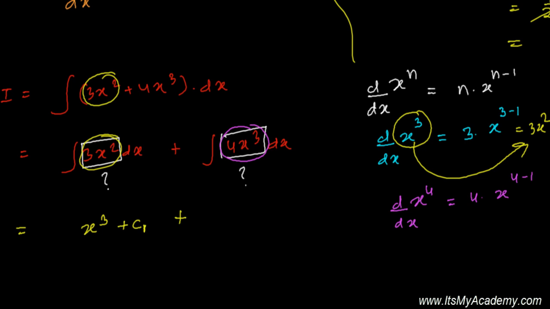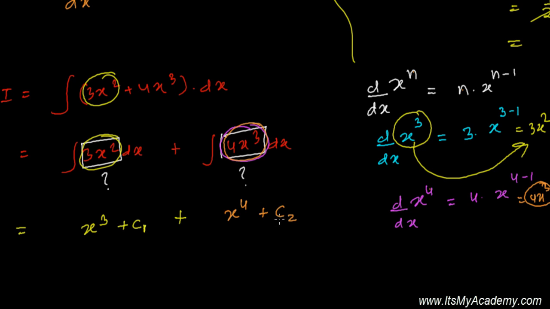Again, I'm comparing one by one. When it is n, it is 4. When it is n minus 1, it is 4 minus 1. It means it's 4x cubed, which is present here. So now I can say 100% surely that the derivative of the function x to the power 4 is 4x cubed. So the integration of 4x cubed dx is simply x to the power 4 plus a constant c2.